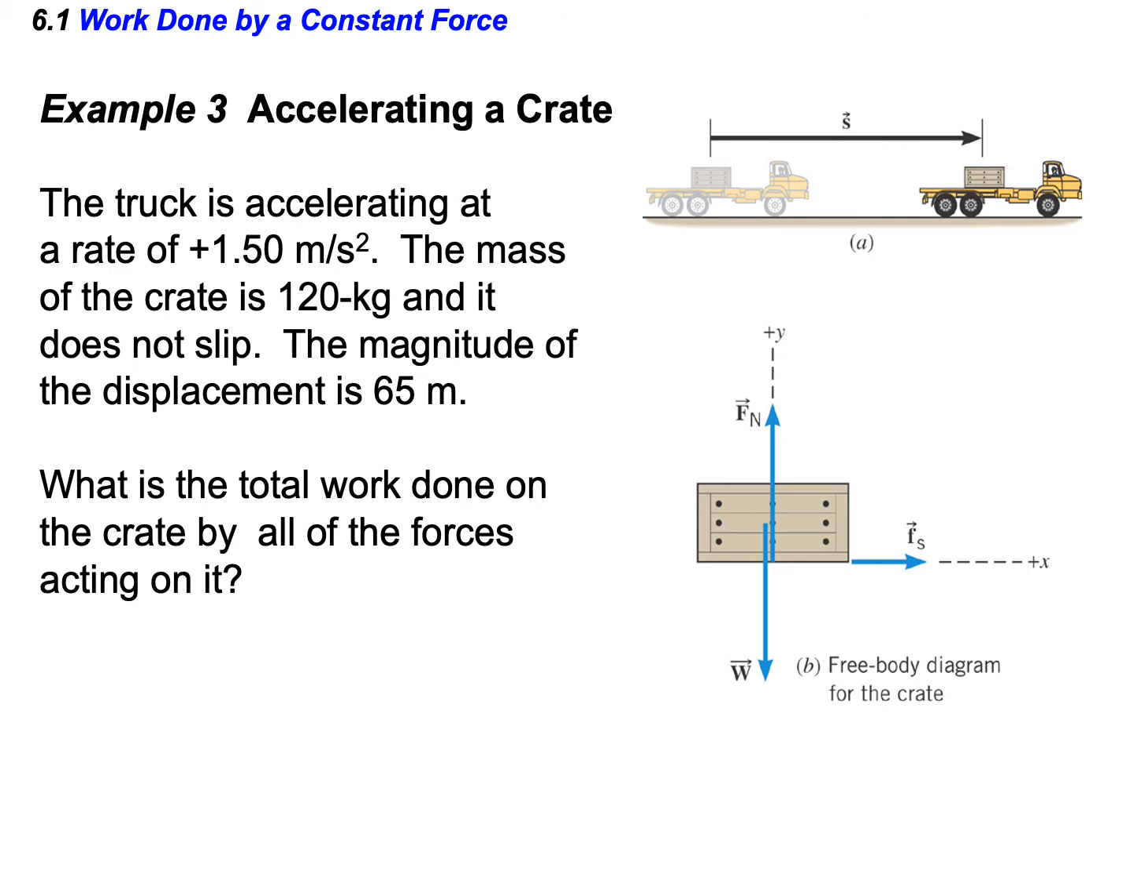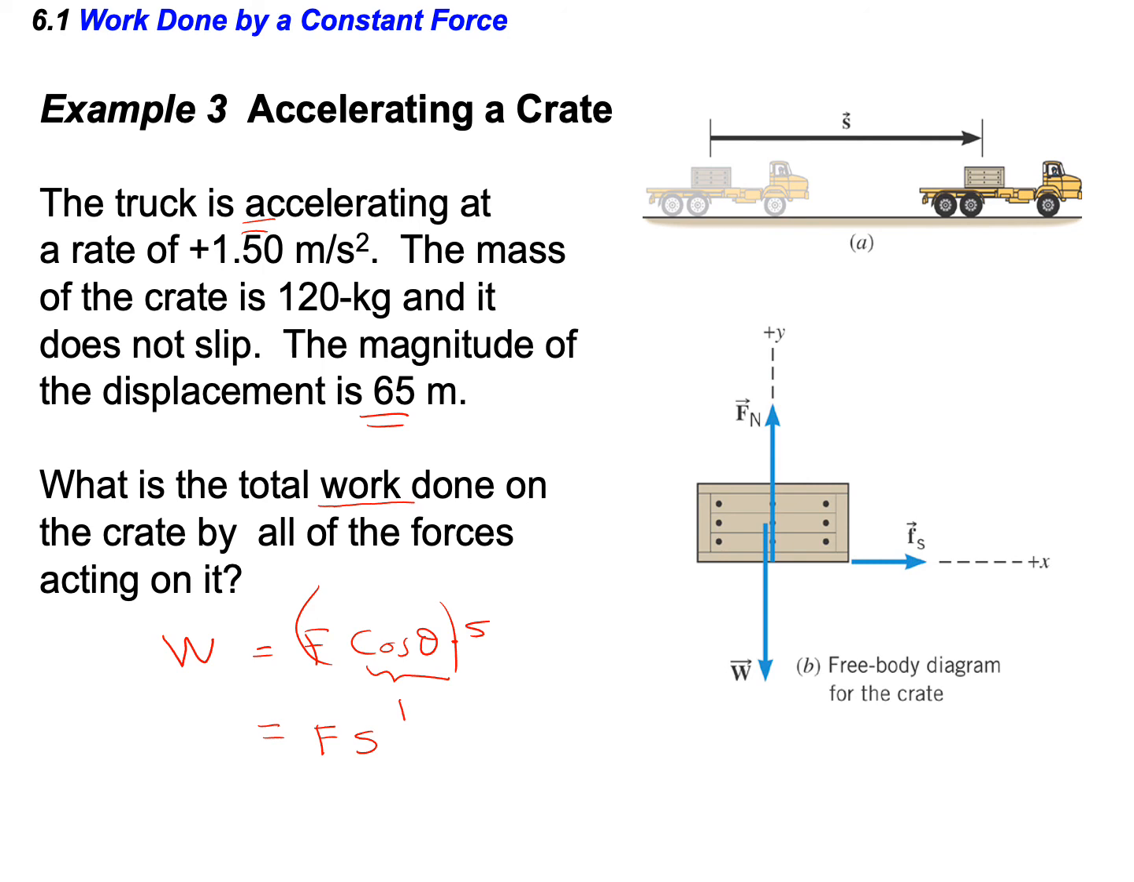Okay, here's another example. Again, you have to calculate the work W, which is equal to F cosine theta times S. If the displacement and the force are in the same direction, this term becomes 1. Therefore, work equals force times S. Displacement is given as 65 meters, but force is not given. Instead, acceleration is given, which means we can calculate the force using this acceleration.